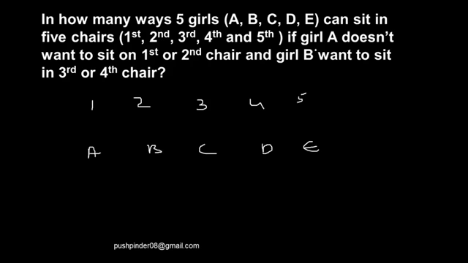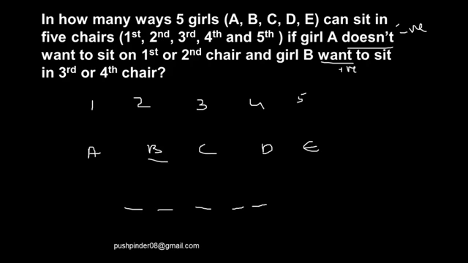Now let's see the condition. Girl A doesn't want to sit on the first or second chair, so it's a negative condition. Girl B wants to sit, which means it's a positive condition. So what do we do? We satisfy the positive condition first. Girl B wants to sit on the third or fourth chair, so let's satisfy girl B's condition first.